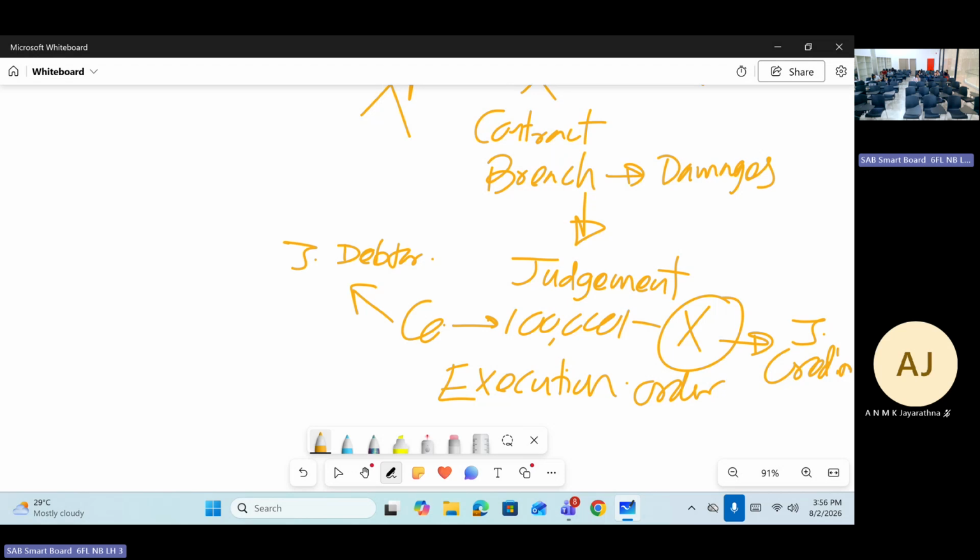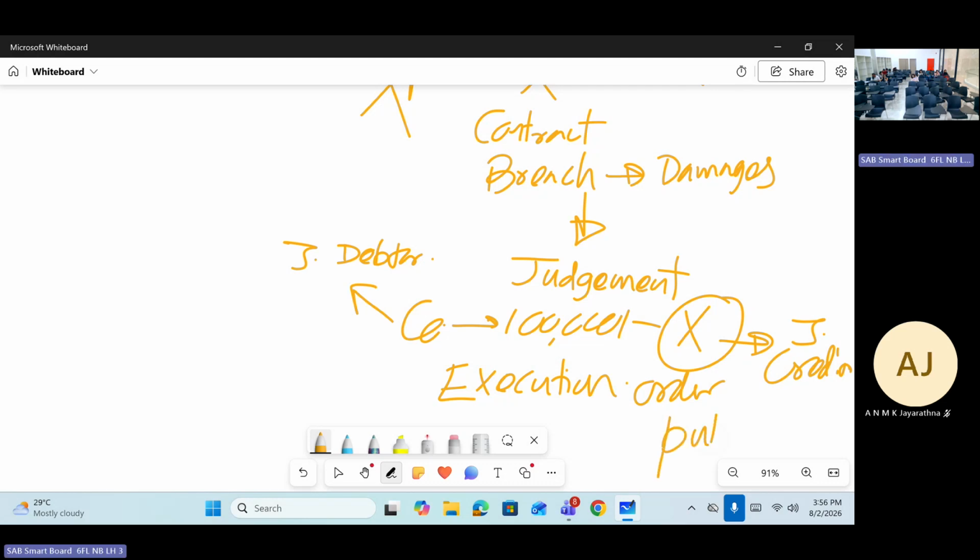Under this execution order, the creditor can seize the assets of the company. It is a very simple method. In courts we can identify some officers; one officer is named the fiscal. By this order, the court authorizes the fiscal officer to seize the assets and sell them in the public auction.